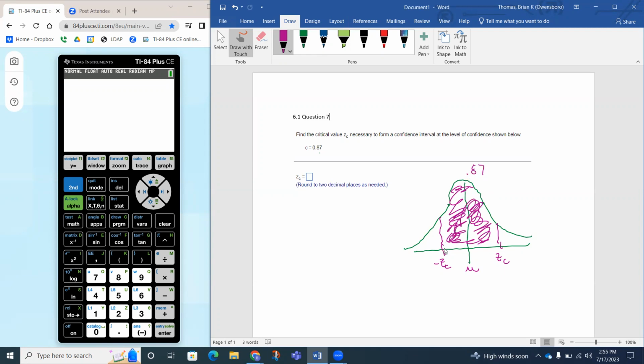But now to find this critical Z score, knowing the confidence level is 87%, remember the Z score is tied into the area in the curve, but the area in the curve is what we refer to as to the left. So to find this critical Z score, I need to find the area here.